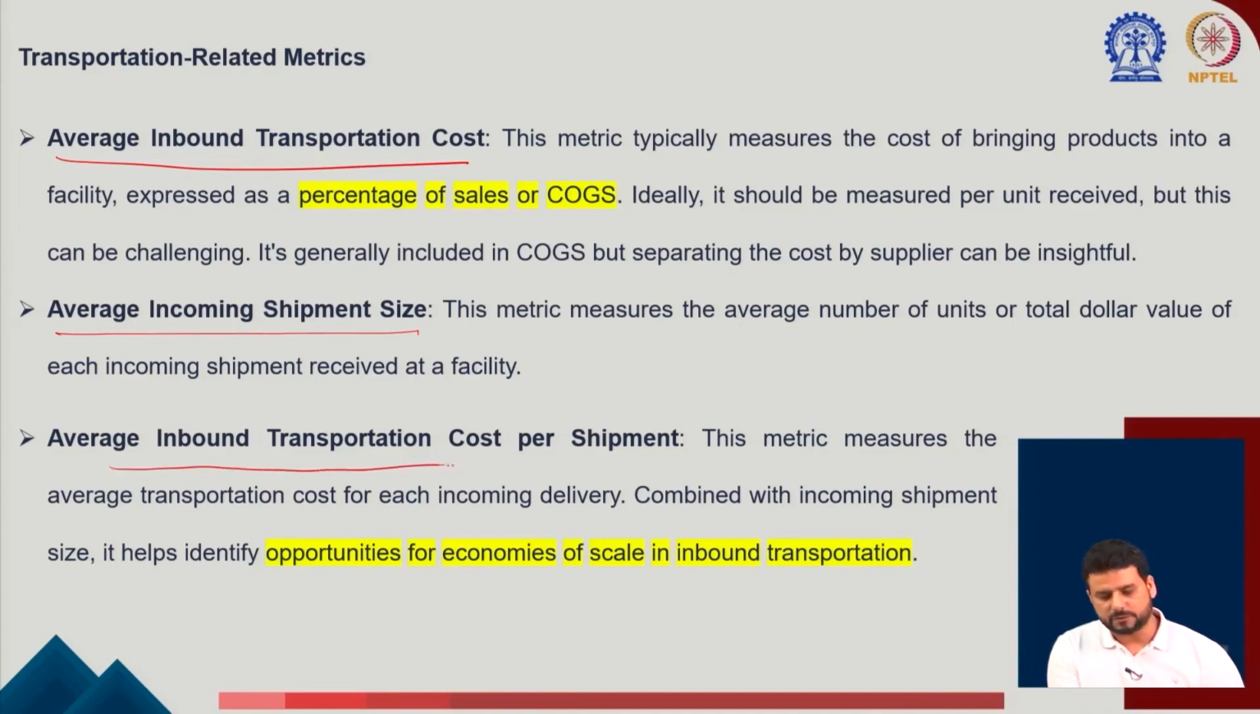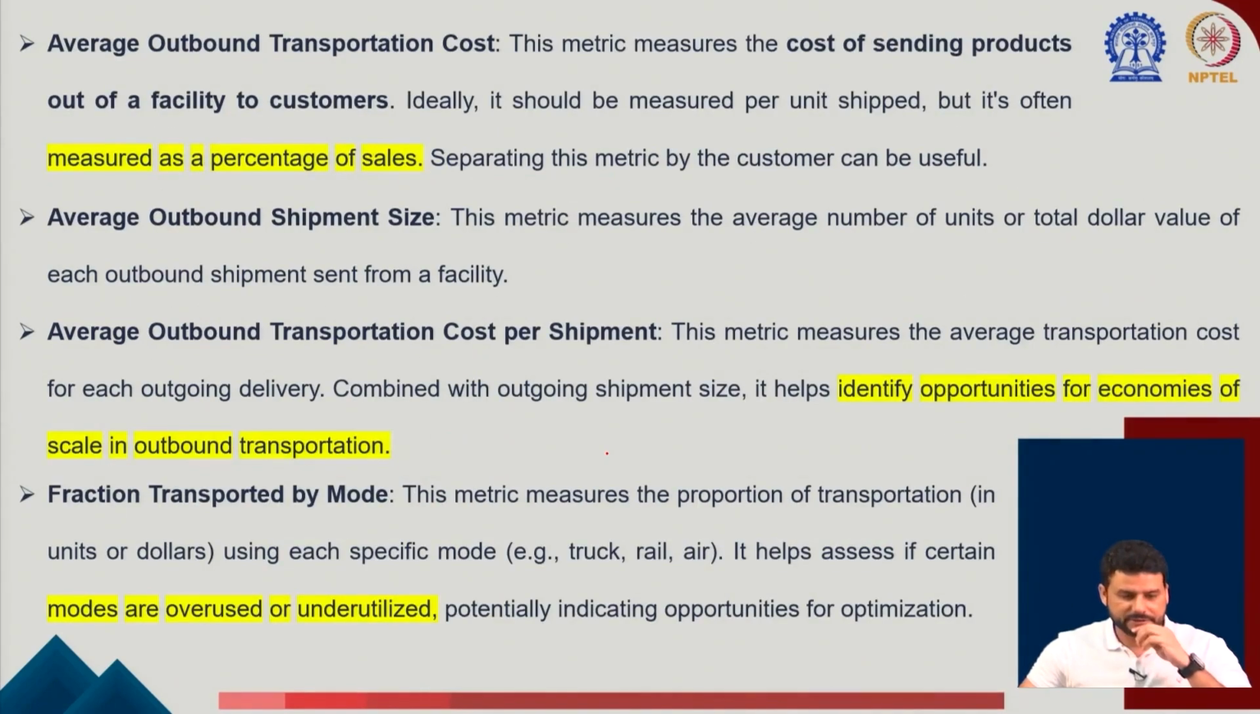Average inbound transportation cost per shipment. Same example: if in one shipment you are transporting 10,000 units, and total cost may be 10,000, you can divide, so then that will be per unit cost, right. Total cost 10,000 divided by 10,000, 1 rupee. But let us say your transportation cost is 10,000 only, but this time you transported 11,000 units. Then 10,000 divided by 11,000 units, that way your per unit cost will be reduced.